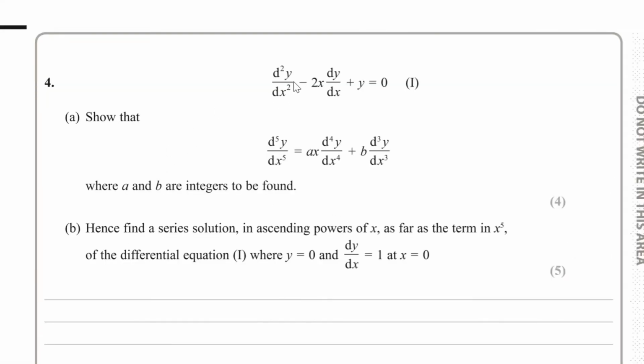Question number 4. We have d squared y over dx squared minus 2x lots of dy over dx plus y equals 0, and we have to show that d5y over dx5 is equal to ax lots of d4y over dx4 plus b lots of d3y over dx3, where a and b are integers to be found. So the first thing we can do is rearrange to say that d squared y over dx squared is equal to 2x lots of dy over dx minus y. Okay? And with this, what we can now do is differentiate until we get the fifth derivative.